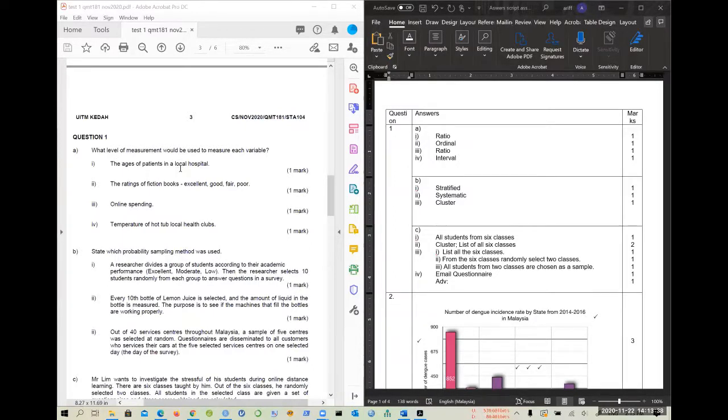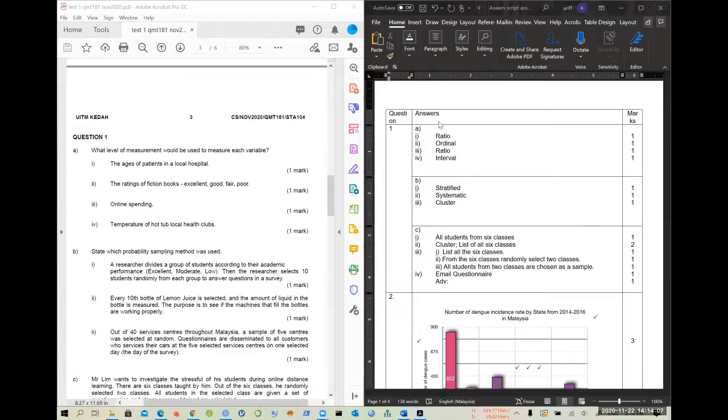Let me just review again what it means by level of measurement. Level of measurement is the level for measuring the variables that we want to discover, or the information we want to get from the respondent. In this case, we have four levels of measurement: nominal, ordinal, interval, and ratio.